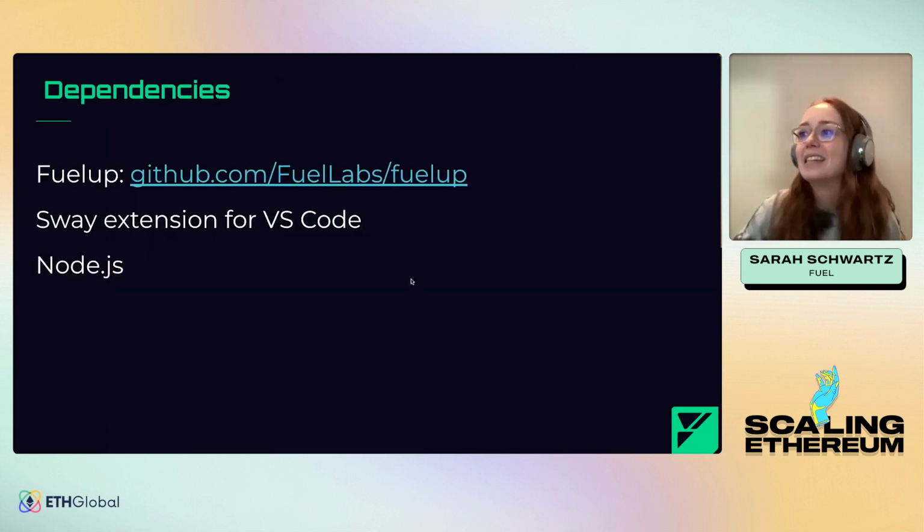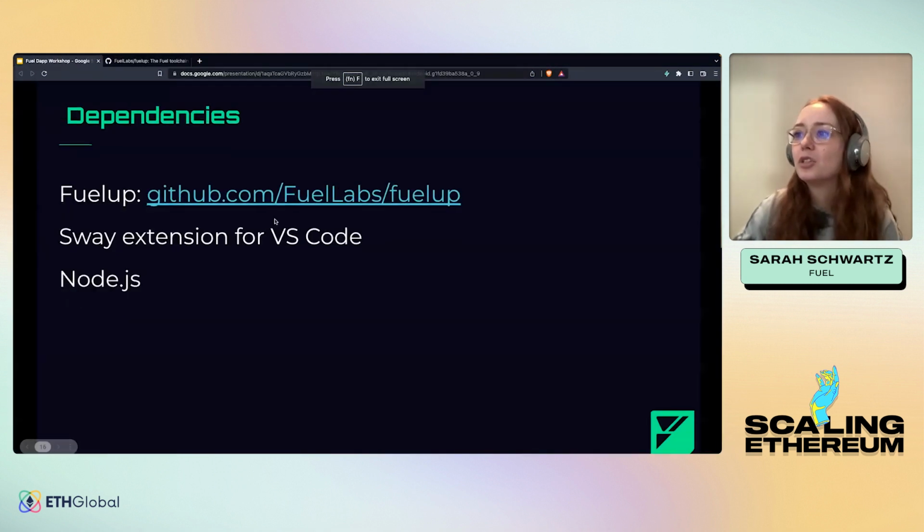All right, so now you have the general background of things you can do with Sway and developing on Fuel. We're going to start writing a really short contract and a really brief front end. It's going to be a really simple game. To get started, you're going to have to install Fuel, which is our toolchain manager.